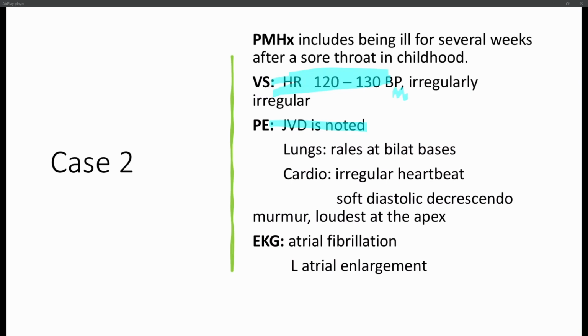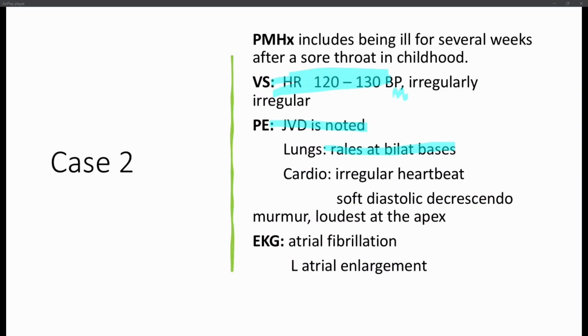Lungs, rales at bilateral bases. When you see rales at the bases, what does that mean? There's fluid there. Why at the bases? Gravity. We're sitting up straight, so you have more of that fluid, gravity going to fill the base. So we know they're in pulmonary edema. They have some sort of congestion in the lungs going on.